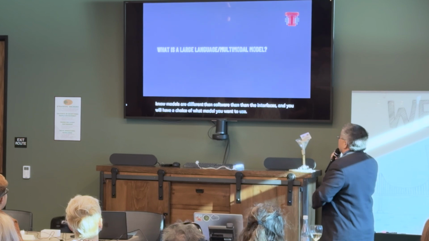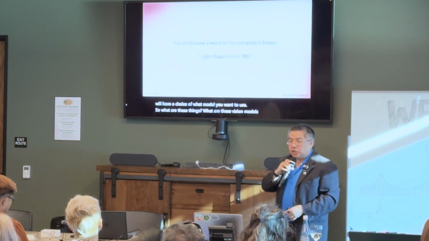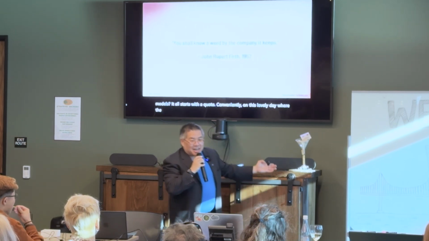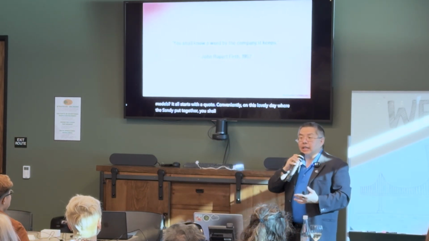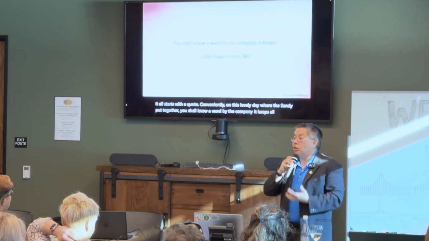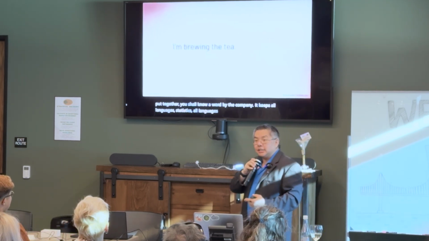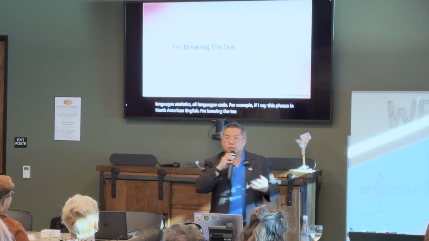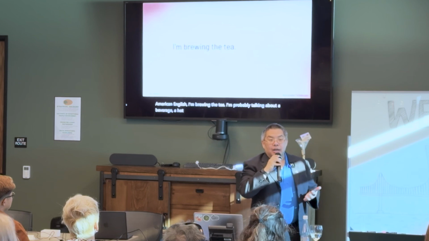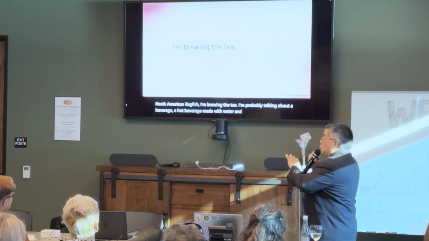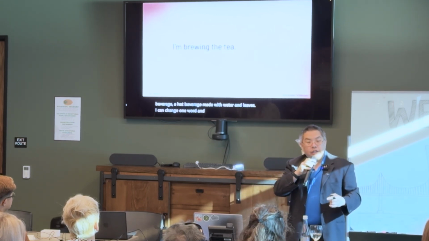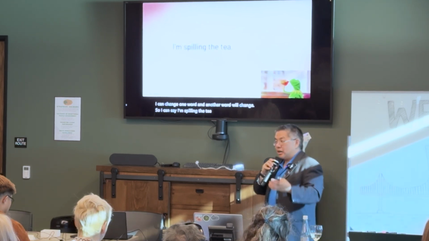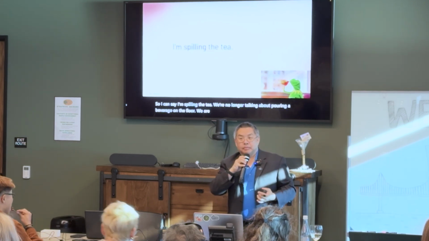So what are these things? What are these vision models, language models? It all starts with a quote, conveniently, on this lovely decor that Sandy put together. You shall know a word by the company it keeps. All language is statistics, all language is code. For example, if I say this phrase in North American English, I'm brewing the tea, I'm probably talking about a beverage, a hot beverage made with water and leaves. I can change one word and another word will change. So I can say, I'm spilling the tea. We're no longer talking about pouring a beverage on the floor. We're now talking about gossip.